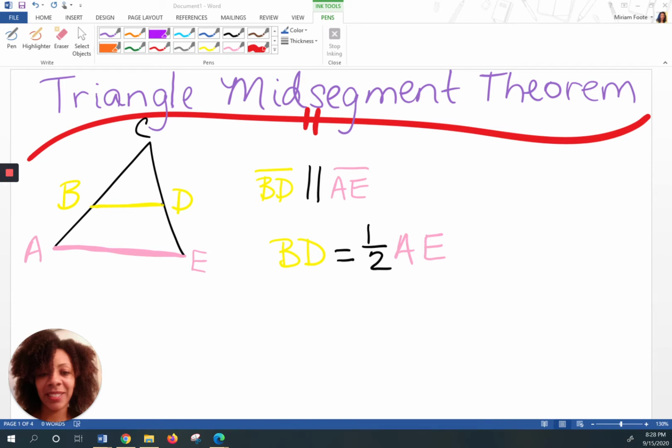Segment BD is going to be parallel to segment AE. Notice it's not parallel to CE or CA, so you have to know what parallel means and be able to identify the side that's parallel with that particular midsegment. The formula reads, the segment BD is equal to 1/2 of segment AE. So this piece, the yellow piece, is exactly 1/2 of the entire segment AE.